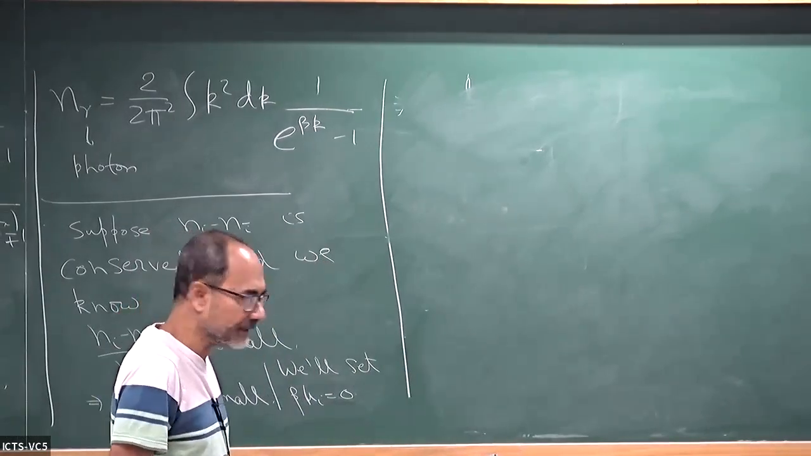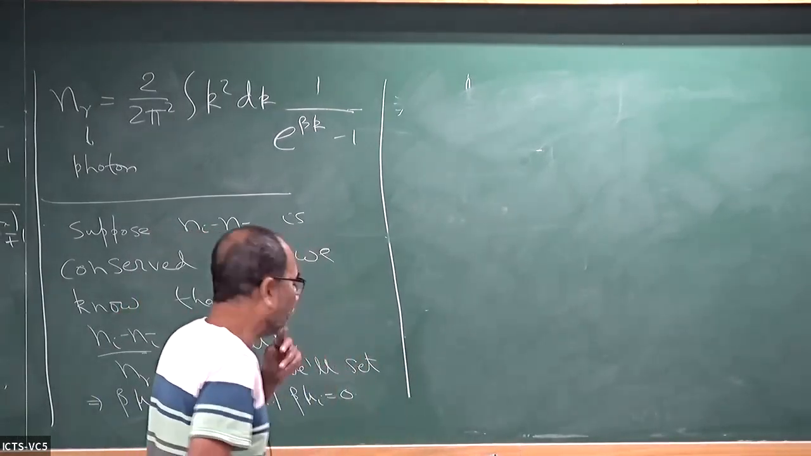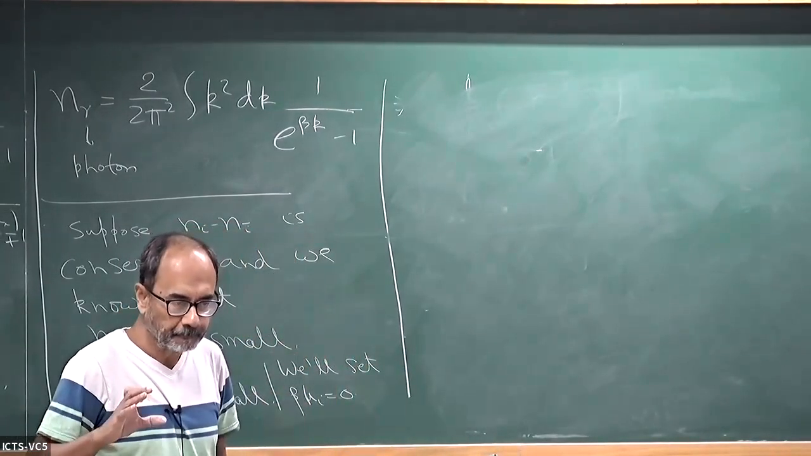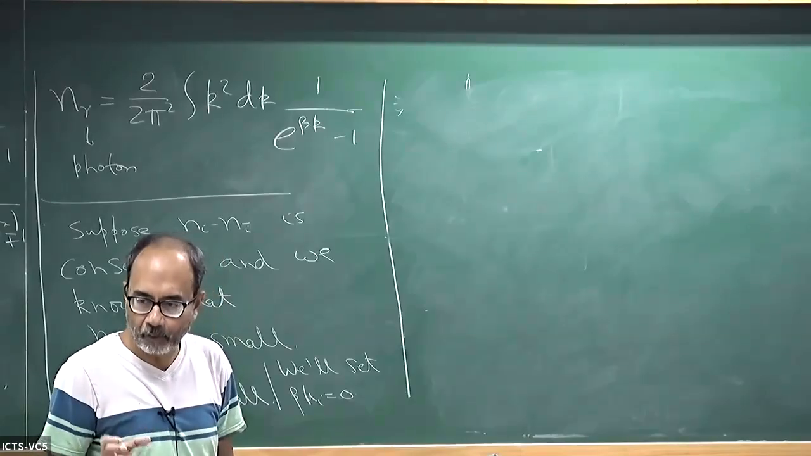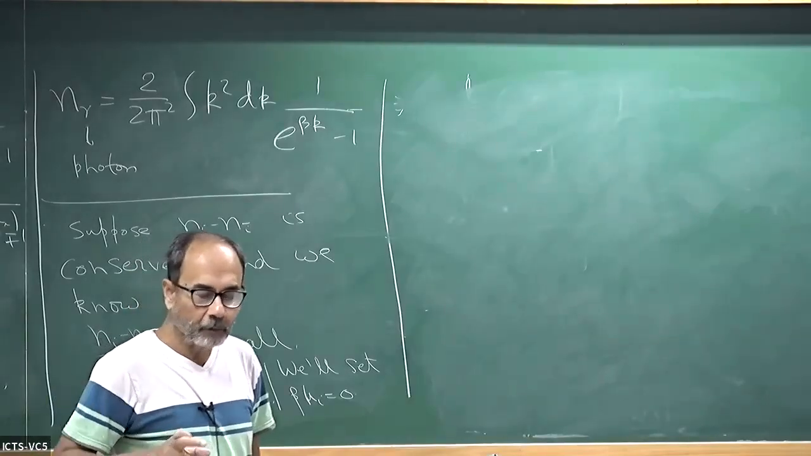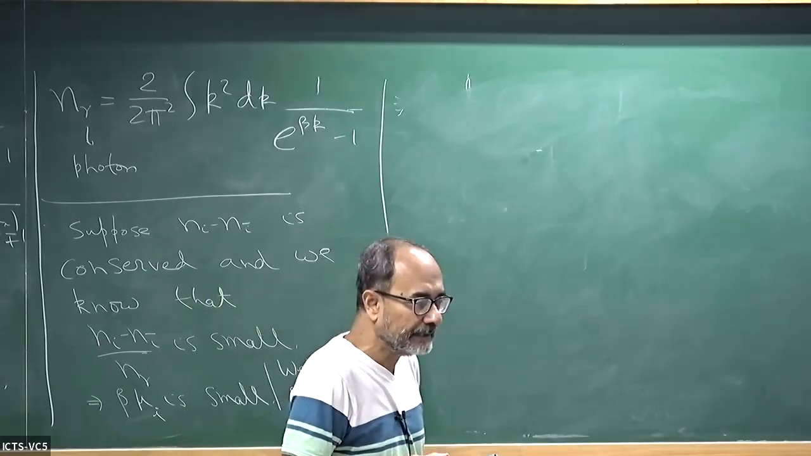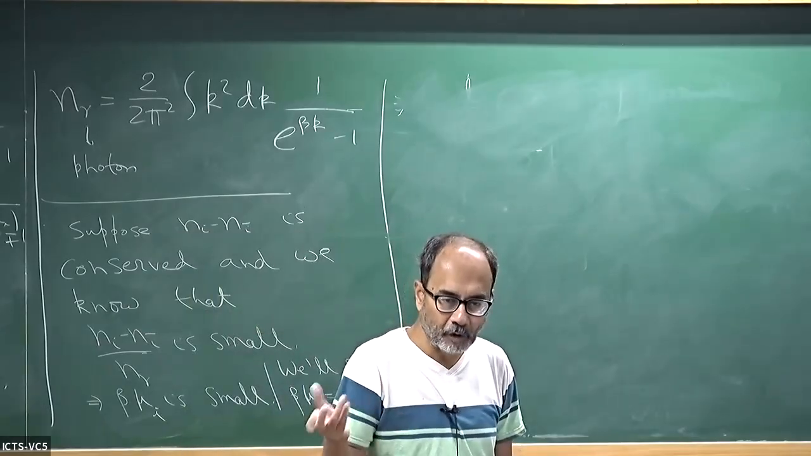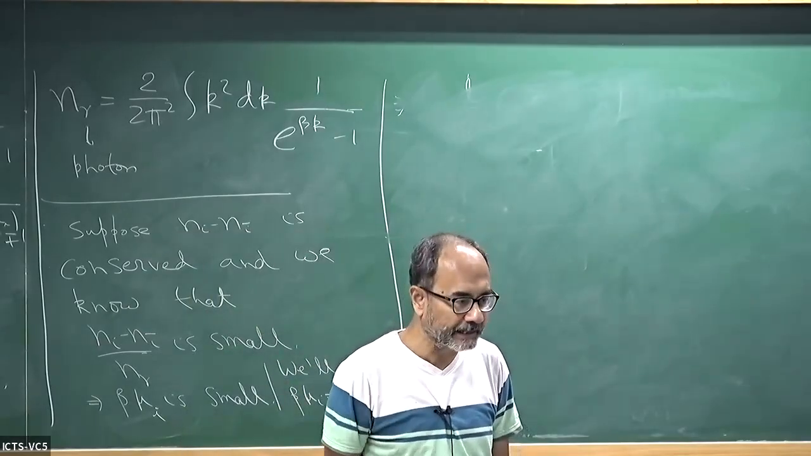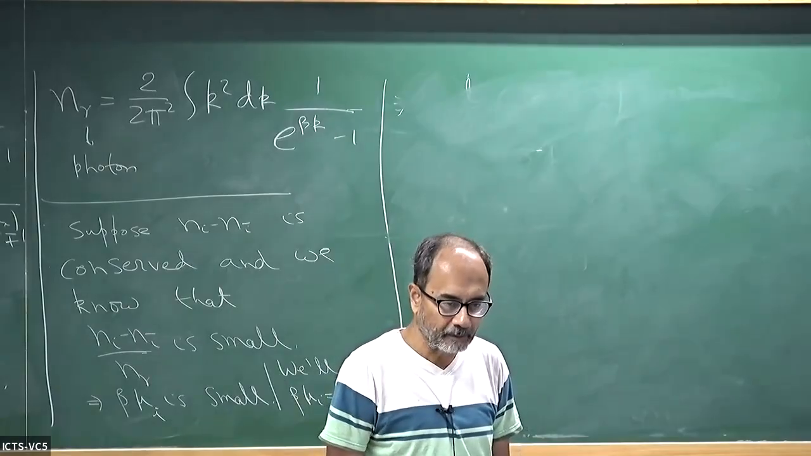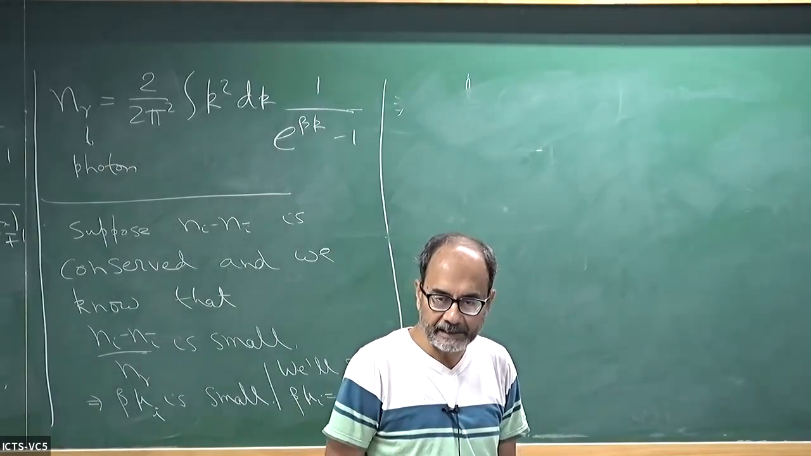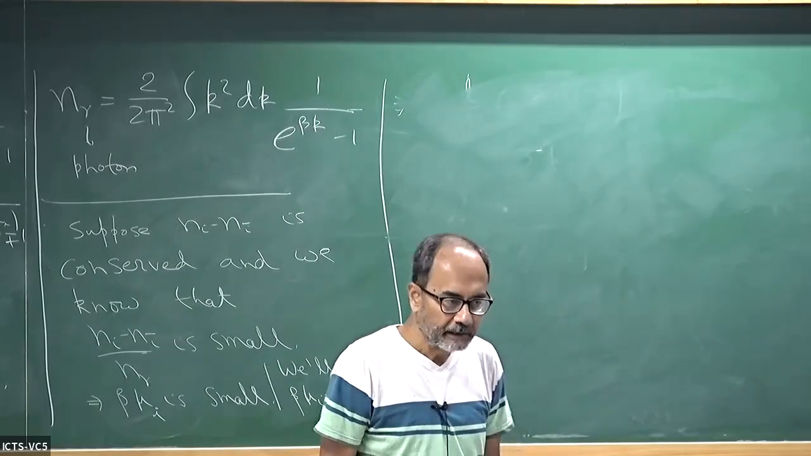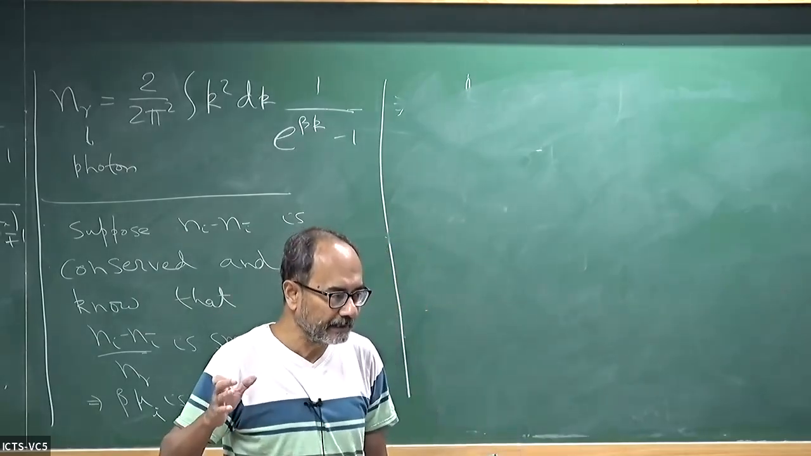But let me just say one thing, that all the observed asymmetries are small compared to n_gamma. That is indeed true. But we do not know if the neutrino asymmetry is small, because the neutrinos are so weakly interacting that nobody has detected any neutrino in the cosmic background, even though we'll see that those should be there. So we don't know if the neutrino asymmetry is small.